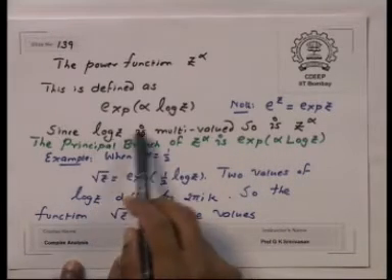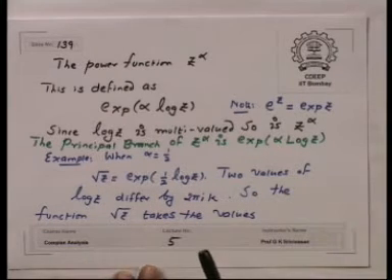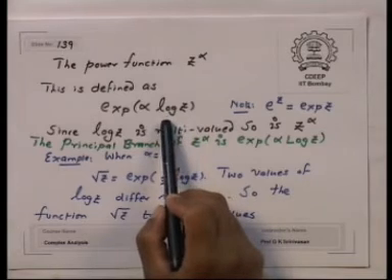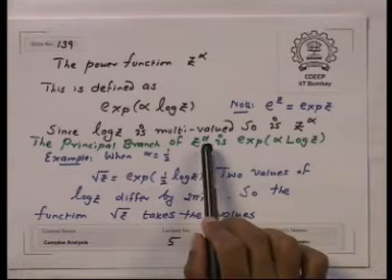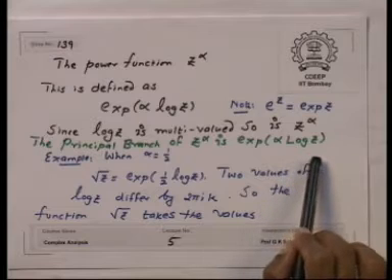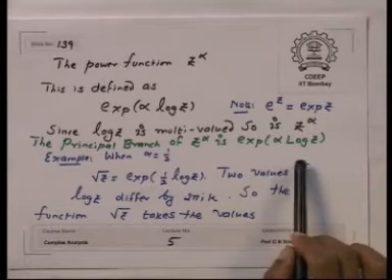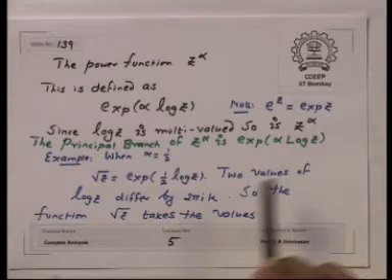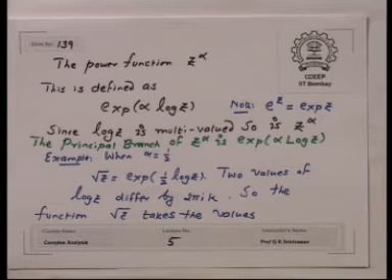And then, since log is multi-valued, z to the power alpha is also multi-valued. But if you use the principal value of log, then the corresponding value of z to the power alpha will be called the principal branch. The principal branch of z to the power alpha is exp of alpha capital Log z. Principal value, principal branch, use whatever phrase you want, doesn't matter. Now, let us take alpha equal to half. What is root z? Root z is exp of half log z.